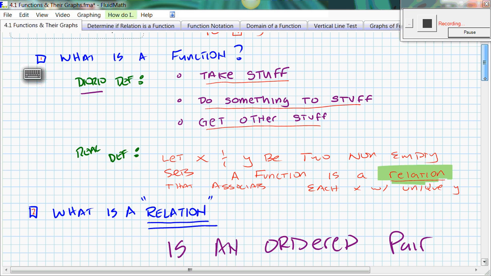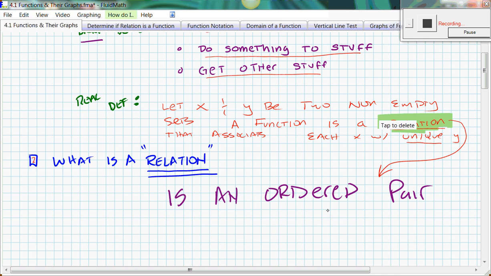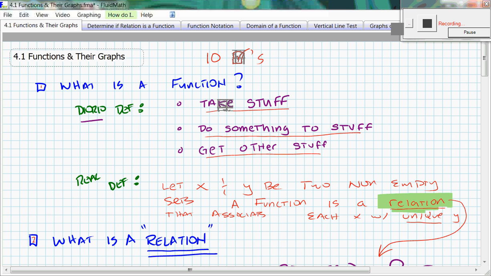Okay, the book's definition of a function is this right here. Let x and y be two non-empty sets. A function is a relation that associates each x with a unique y. Now, the key word in this definition is the word relation, okay? And a relation is simply an ordered pair, such as x comma y, or in function notation, x comma f of x. So there's this idea of what a function is and then what's a relation.